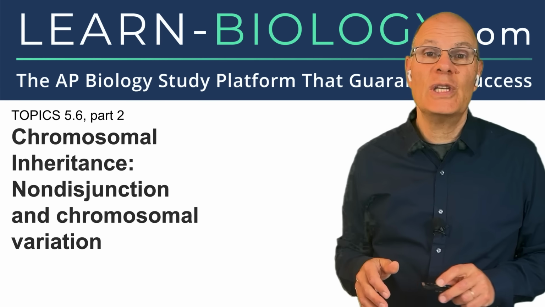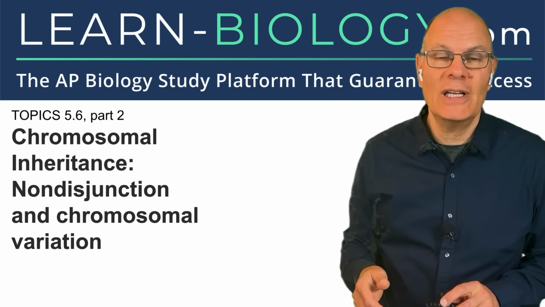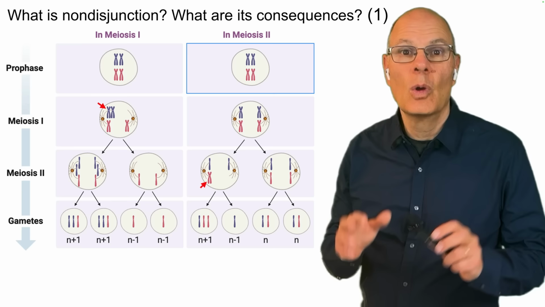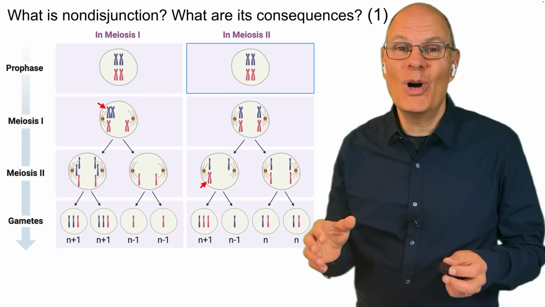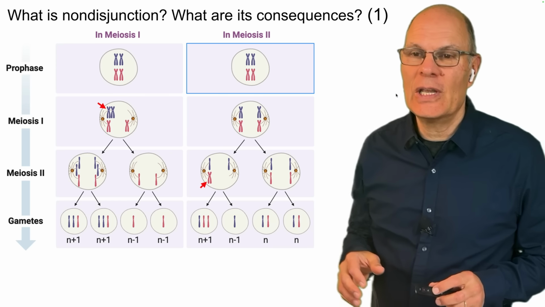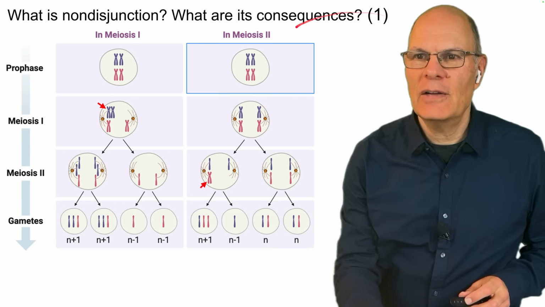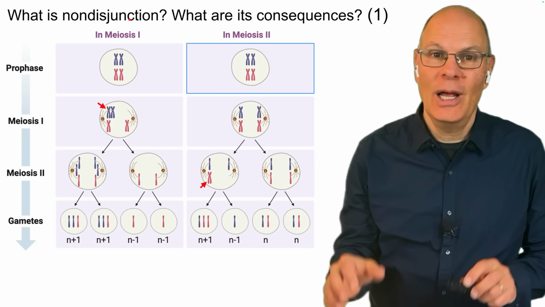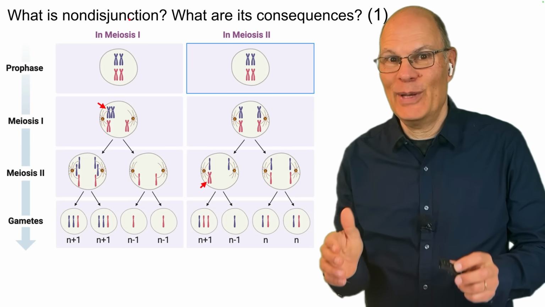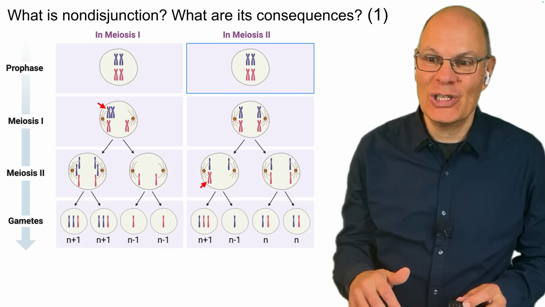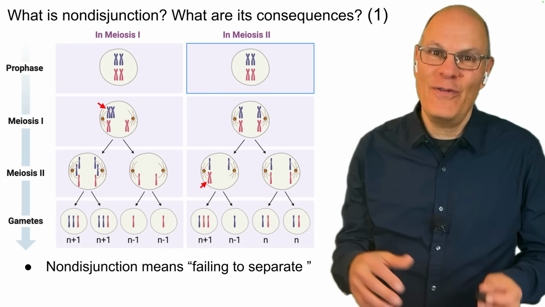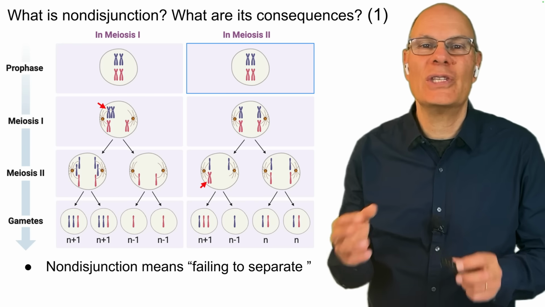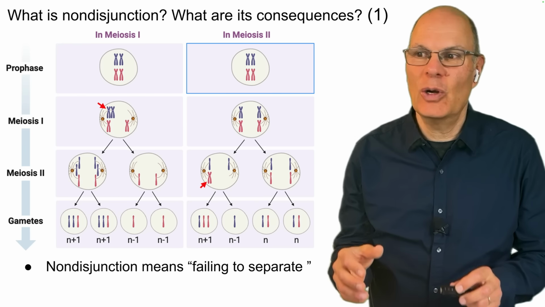Topic 5.6, Part 2, Chromosomal Inheritance, Nondisjunction and Chromosomal Variation. What is nondisjunction? What are its consequences? Nondisjunction is kind of a cool word. So a junction is where things come together. A disjunction would be things coming apart, and nondisjunction means things failing to separate. It's when the homologous pairs or the sister chromatids don't separate during meiosis.